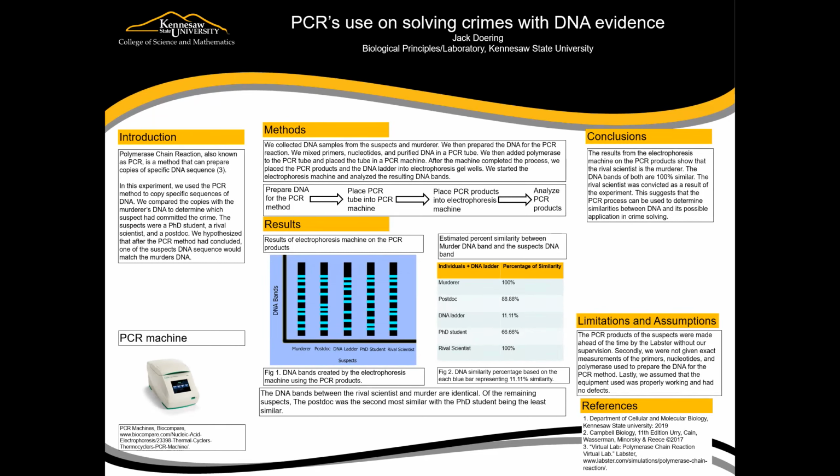The use of the PCR machine in this experiment suggests that the PCR process can be used to determine DNA similarity and its possible use in crime where DNA evidence is present.